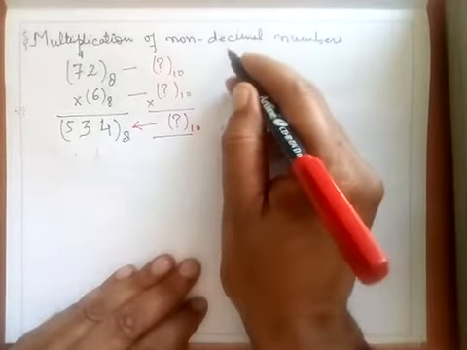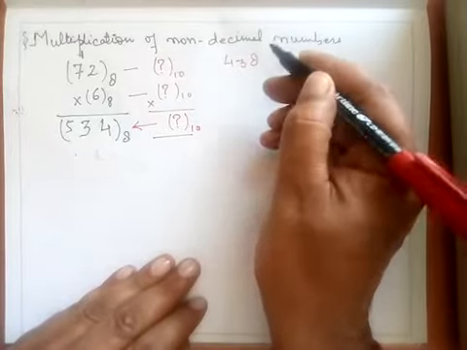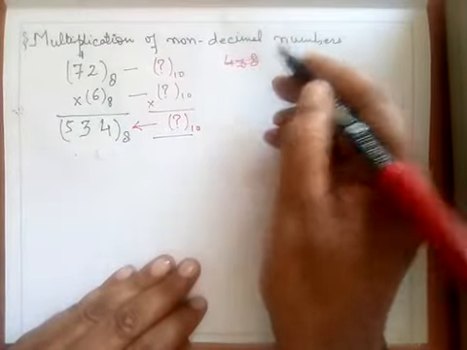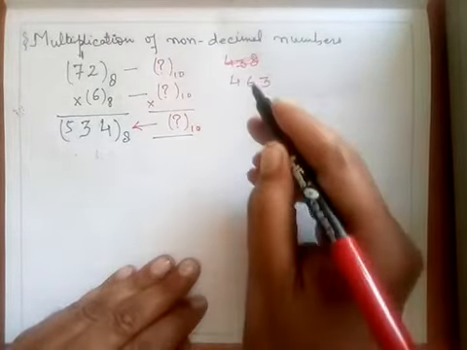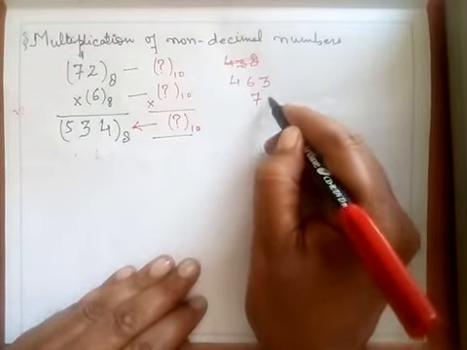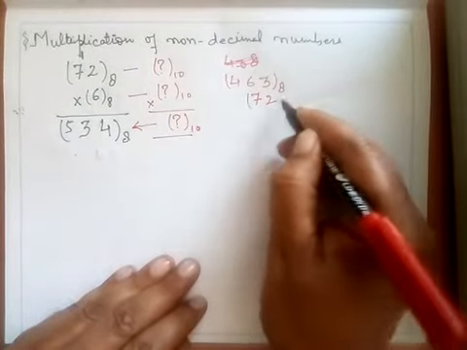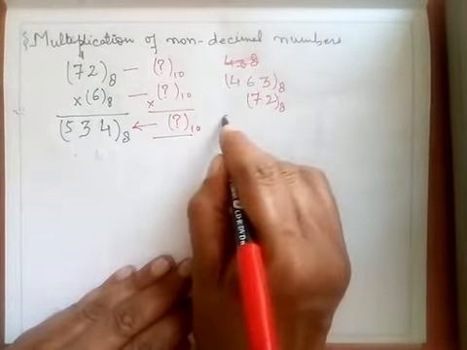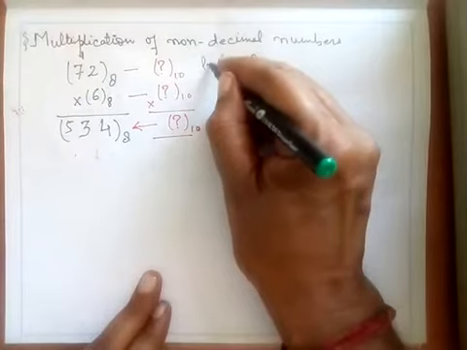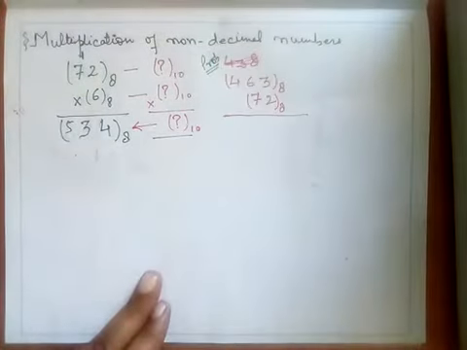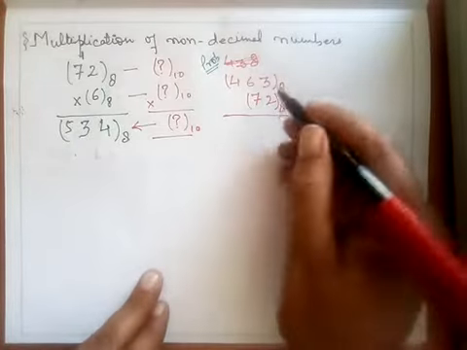Suppose you have an octal number, 463. And suppose I want to multiply this by 72, with base 8. Both the numbers are in base 8 and I want to multiply them. This is the first problem for today. Now see, multiplication is done here with respect to base 8.